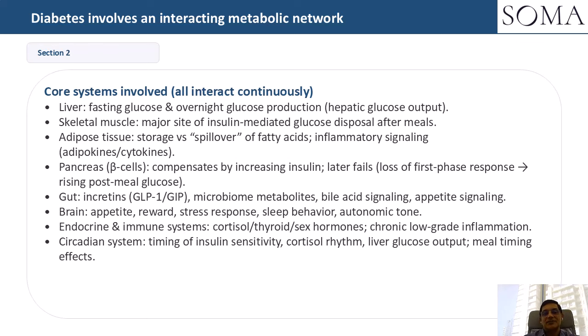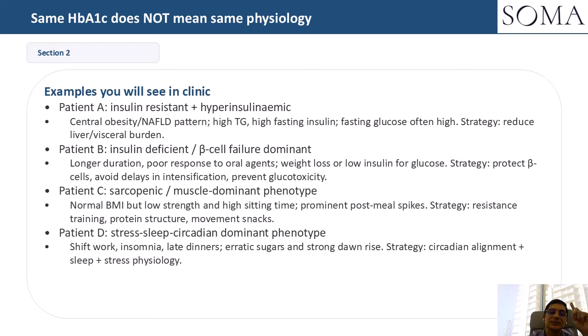Now when you see diabetes as a systems disease, a major clinical truth becomes obvious. Two patients with the same HbA1c can be metabolically completely different. Patient A may be severely insulin resistant with very high insulin levels. This is often a visceral fat and fatty liver dominant phenotype. Their main issue is not the lack of insulin. Their main issue is insulin overload and resistance. And patient B may have relatively low insulin level for their glucose, meaning the beta cell is failing. They are insulin deficient and their problem is not only resistance, it is the loss of insulin capacity.